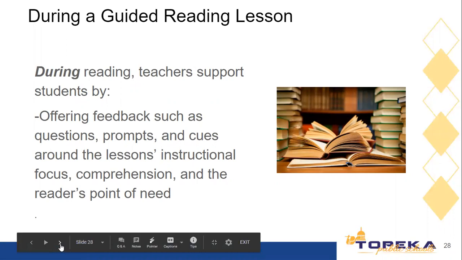So during a guided reading lesson, what happens? This is the meat of a guided reading lesson. So as you are teaching, you might say to the students, all right, I want you to read to the bottom of page 3, and I want you to be able to tell me why Sally was upset. And so as students are reading to find that answer, you are listening to students read individually. You are giving them tips and feedback about their reading, about their comprehension, etc.